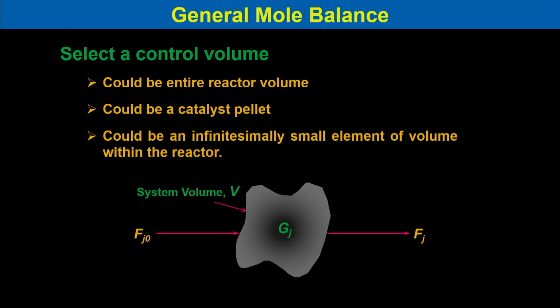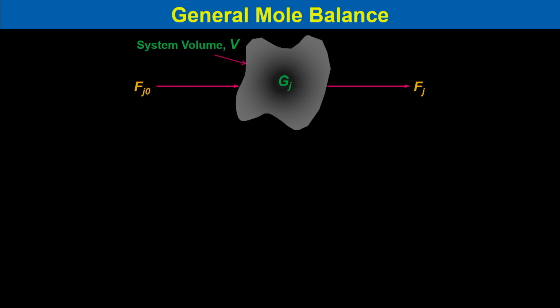So, let us consider this is our system or control volume, whose volume is V. The feed entering this control volume is Fj naught, the moles going out is Fj, and Gj is the amount generated due to the chemical reactions in this control volume. Now, let us do the mole balance.